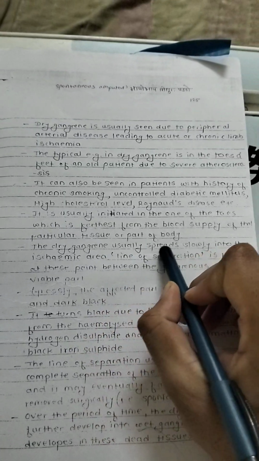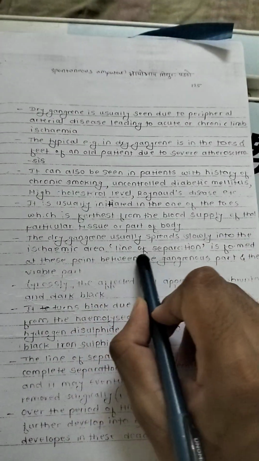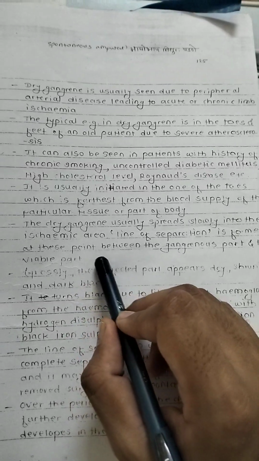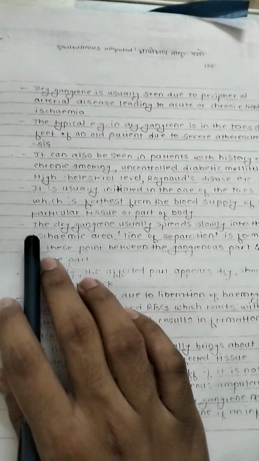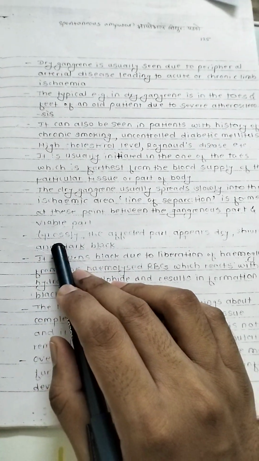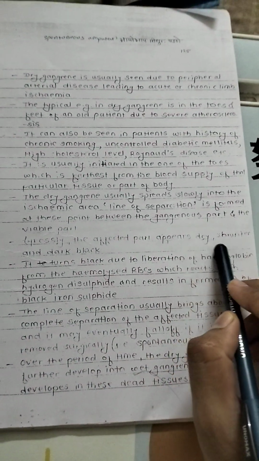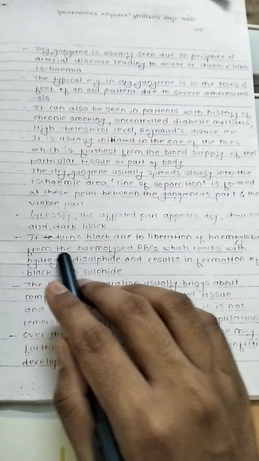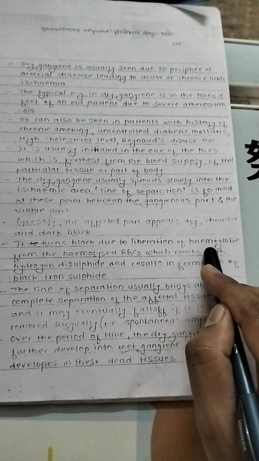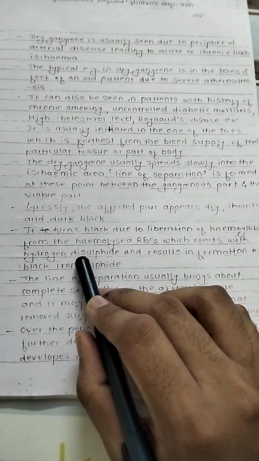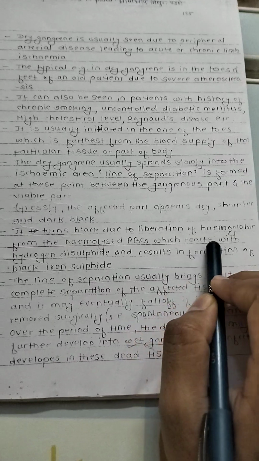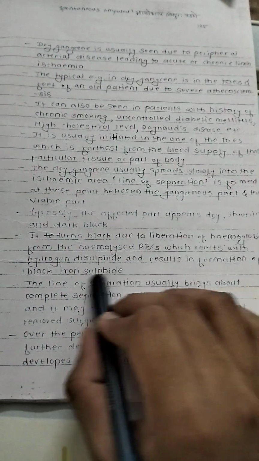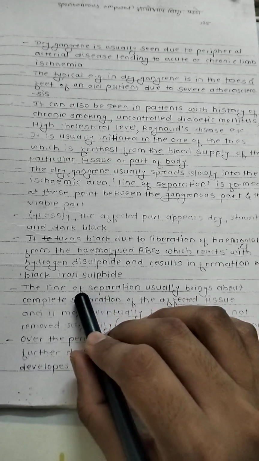Dry gangrene usually spreads slowly into the ischemic area. A line of separation is formed at this point between the gangrenous part and the viable part. Grossly, the affected part appears dry, shrunken and dark black. It is black due to liberation of hemoglobin from the hemolyzed RBCs, which reacts with hydrogen sulfide and results in formation of black iron sulfide.